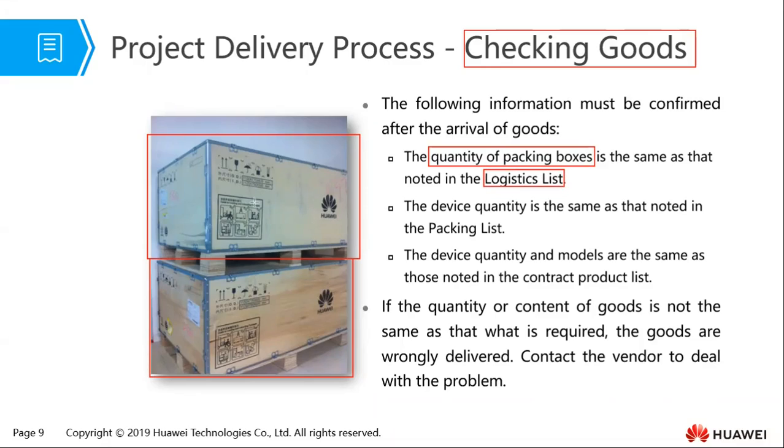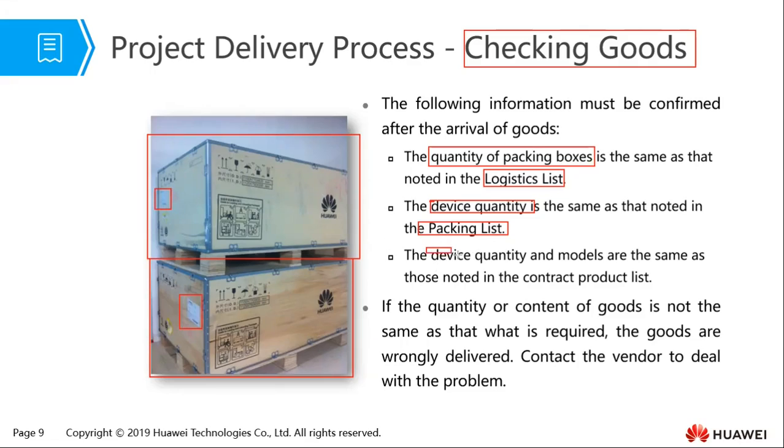So whoever is delivering, for example, here it might be Posta, who is your clearing agent and who is delivering. So you need to check whether the quantity of the packing boxes is the same as what is in the logistical list. Then you also need to check the device quantity. After opening the box, you need to check the device quantity as it has been specified on the packing list. And sometimes the packing list actually might be this particular sticker that has been stuck on the side there.